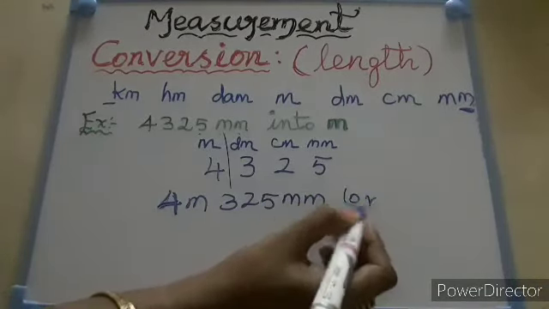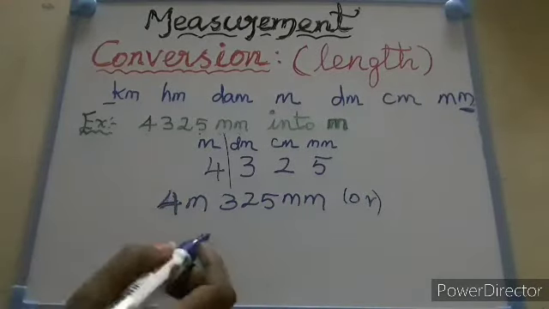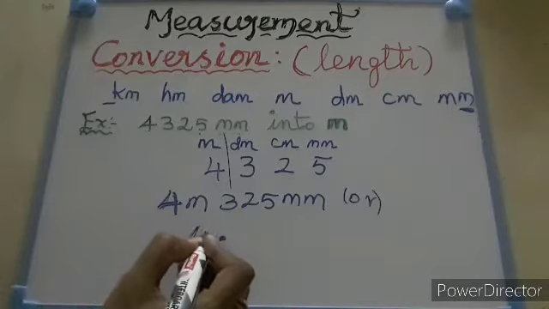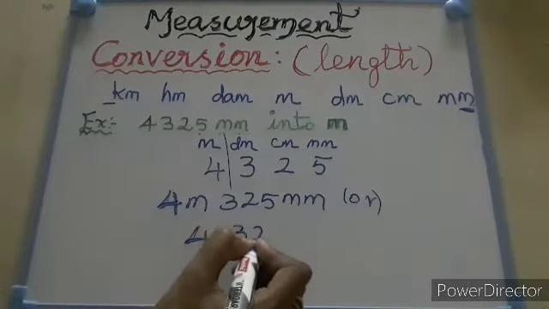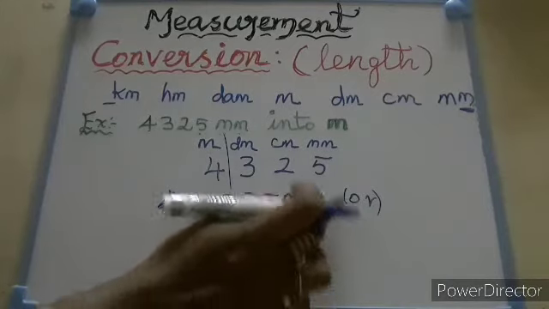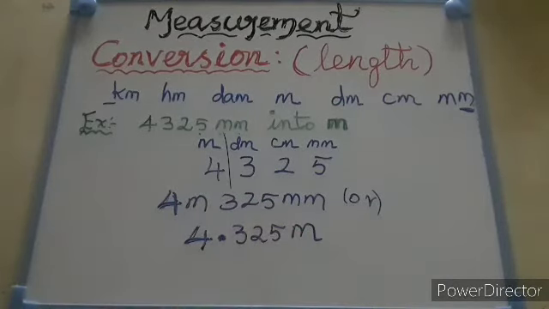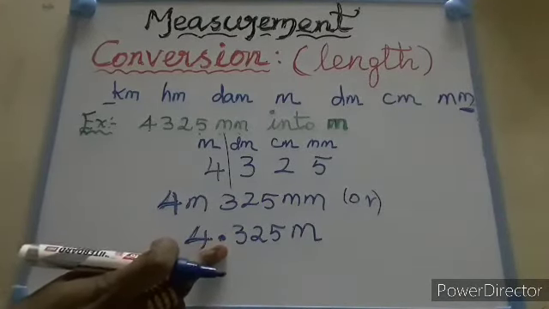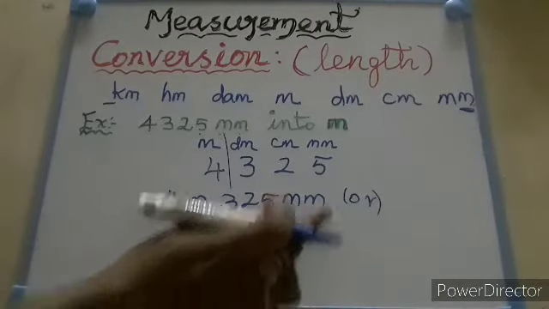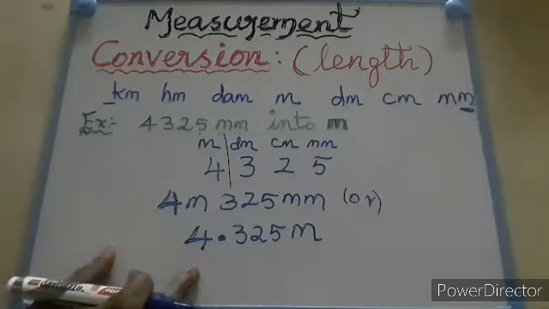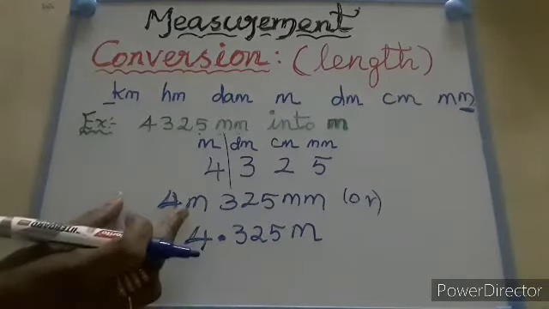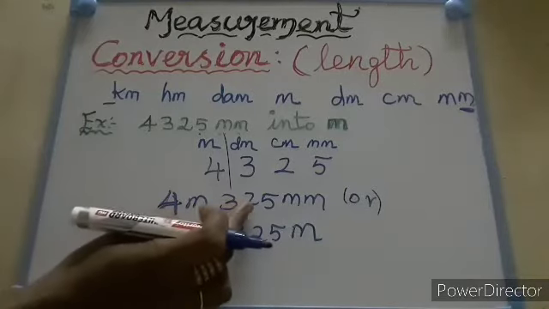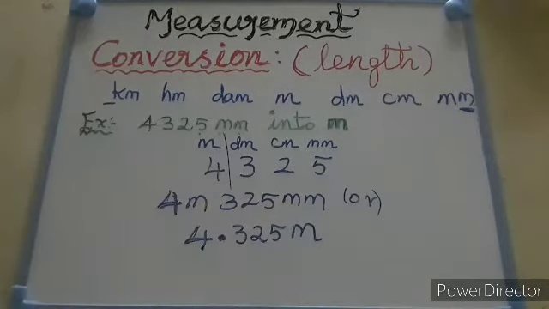Or you can write like this also. If you put the point, you can write 4.325. You should not write millimeter, you have to write meter. If you put the point, you have to mention only the highest unit, that is meter. Otherwise, if you are writing separately, you have to write 4 meter 325 millimeter. Understood? Okay, I will write one more example, then you can get a clear idea about this.